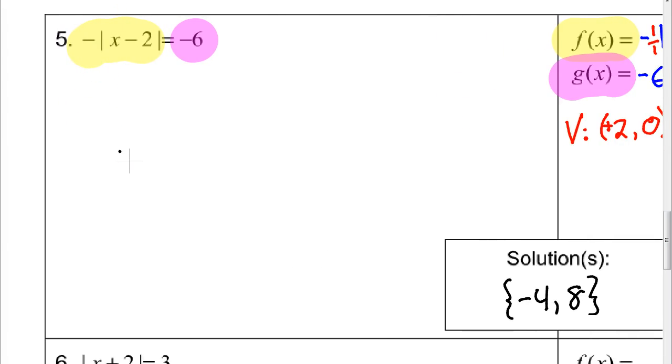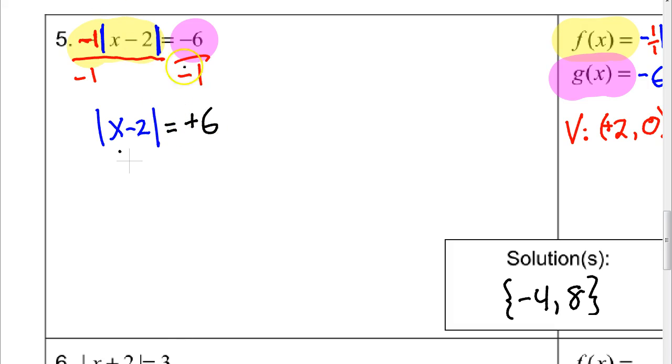So when we do this algebraically, remember, get rid of anything on the outside of the absolute value first. So here's the absolute value. We do have one thing on the outside, that's this negative, or -1. So the first thing you want to do is divide both sides by that -1. And now we get equals +6. And that's important because at first it might look like this is a no solution because the absolute value equals a negative. But because of the negative on the left-hand side canceling the negative on the right-hand side, we do have 2 solutions.